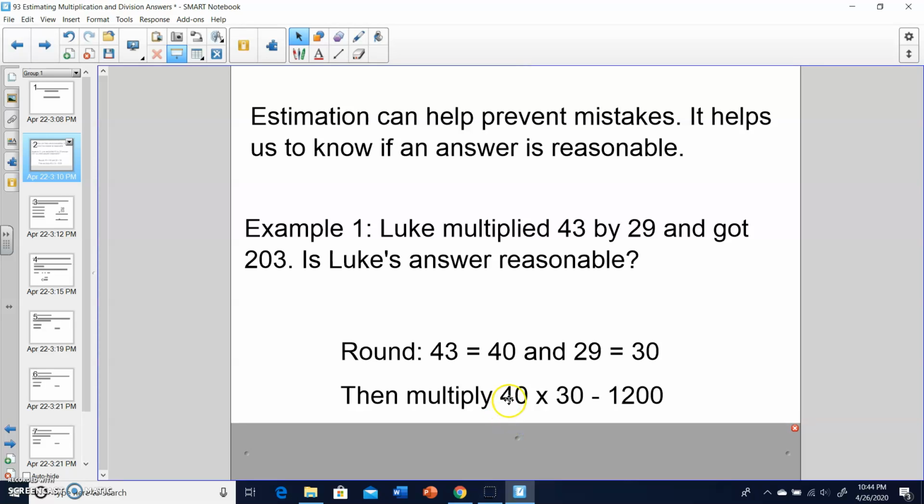If I think to myself, 4 times 3 equals what? 4 times 3 is 12. And then I have a 0 here and a 0 here. I'm just going to put them at the end. So if I multiply 40 times 30, my answer is 1200. Is that close to Luke's answer of 203? No. So was his answer reasonable? No. He should go back and try again.